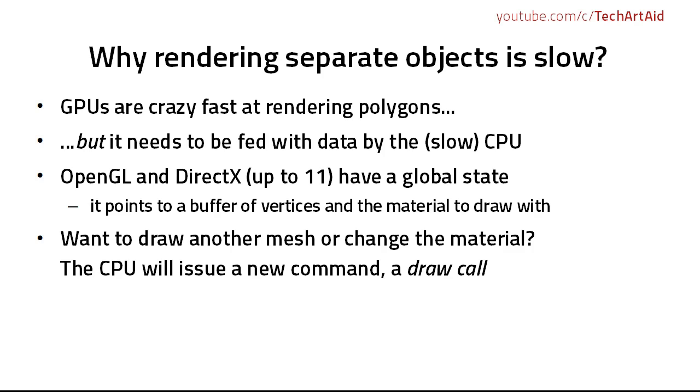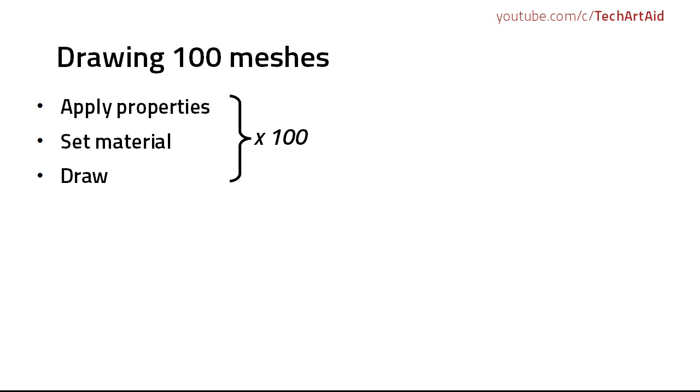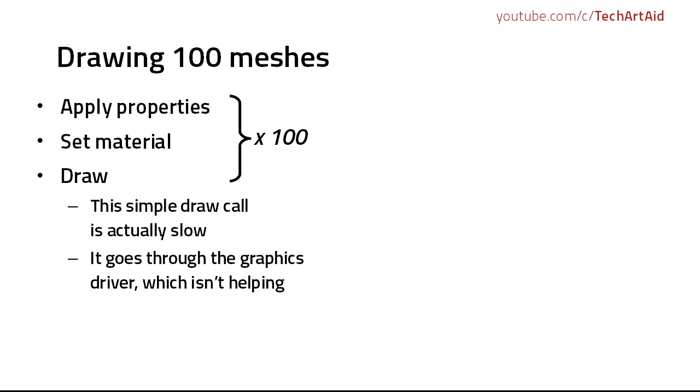So do you want to draw another mesh with a different material? The CPU will have to stop, change the properties, and issue a new command, a new draw call. So drawing 100 meshes looks like that. Apply the properties of the static mesh, set the material, and draw, 100 times. And the simple draw command is actually slow.